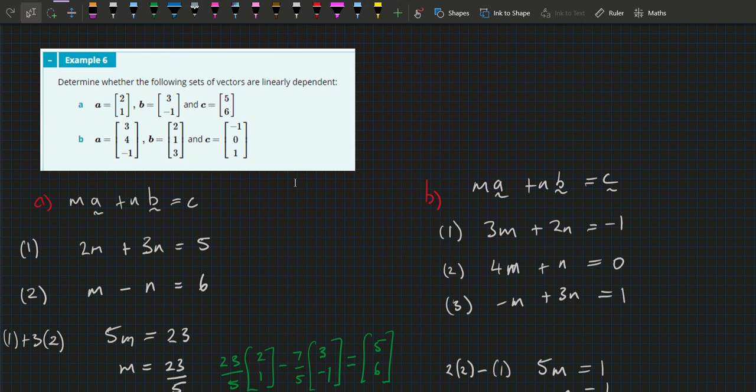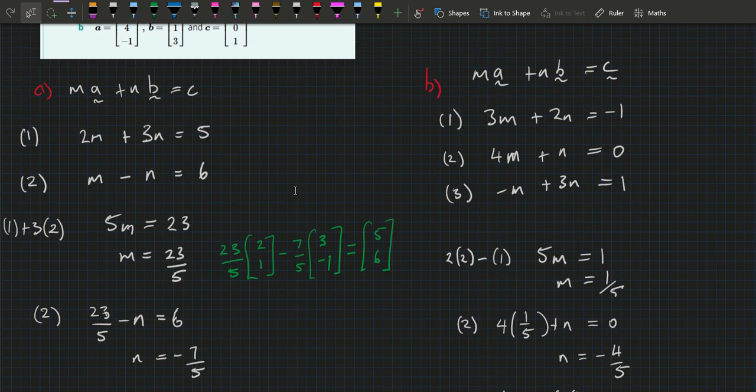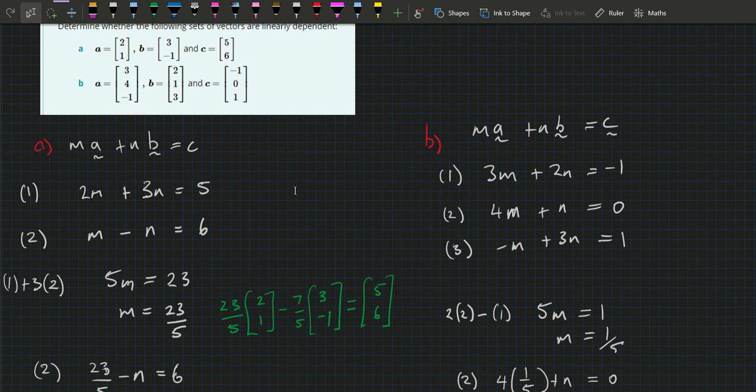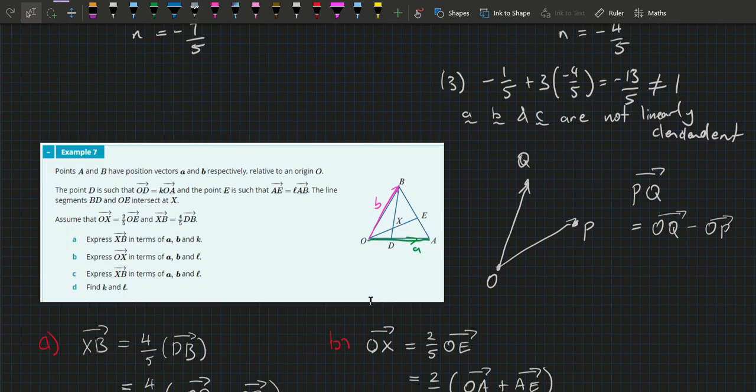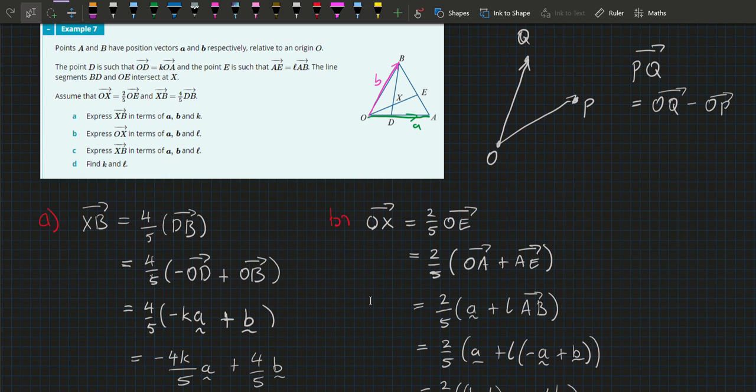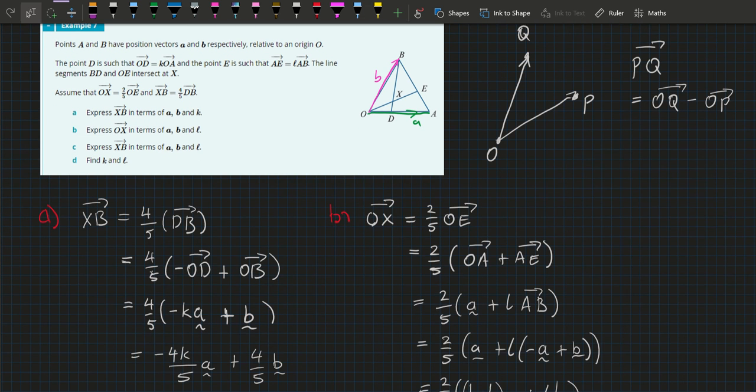Here's some examples. These are quite hard. Well, the first one's not. Example 6 is just some simultaneous equations. But example 7 requires a little bit more thinking, a little bit of a challenge, and your question for that in the exercise is in questions 16 and 17. So you definitely want to try those out.